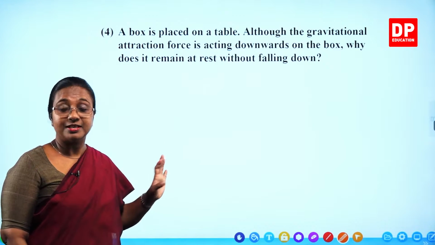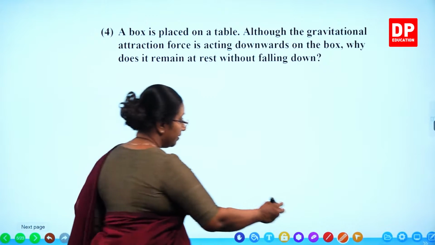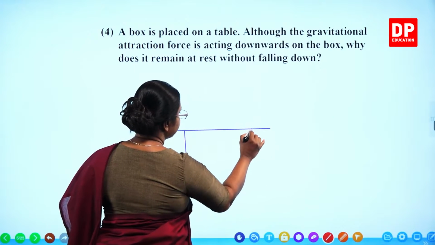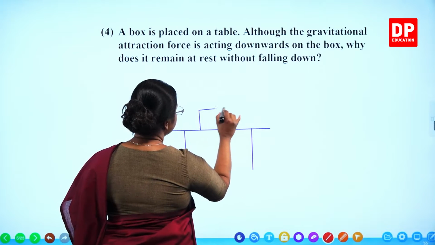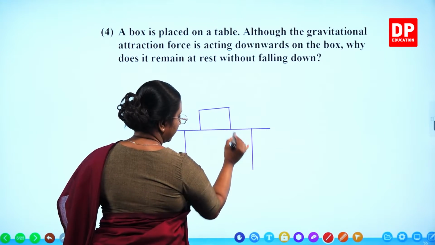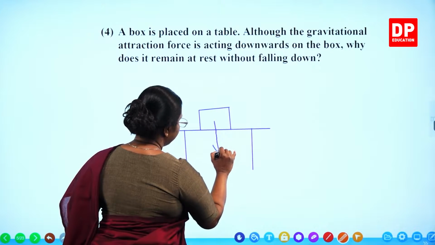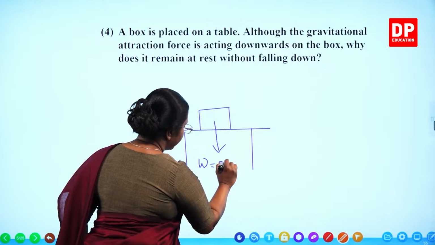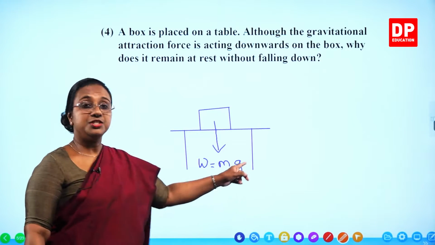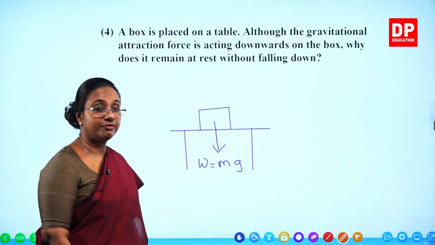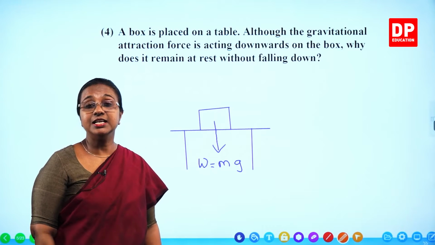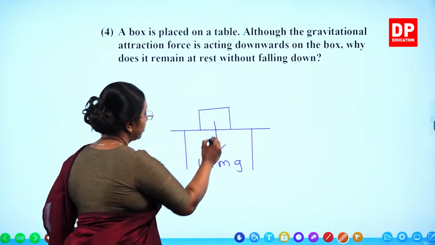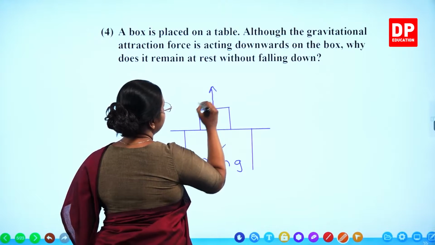You all know the reason. We have looked at the diagram also. If we draw a diagram for this one, we have the table like this. We have the box here. And there, the gravitational acceleration causes a force, that is the weight, equals m into g. Mass into gravitational acceleration gives you the weight. That is the force that is acting downwards. But the box does not fall down. Why?